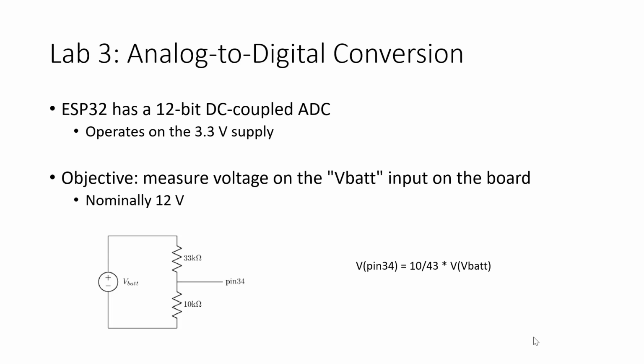in the battery, right? So in order to do that, we are going to use the analog to digital converter that's available on the ESP32. It is a DC coupled analog digital converter, meaning that you can read DC values from it. Now, not all ADCs are like that. Some ADCs are AC coupled, which means you can only read an AC signal. Usually the faster ones are like that. But this is DC coupled, which is good because the battery is a DC voltage. It's also 12 bits, and it operates on the 3.3 volt supply.